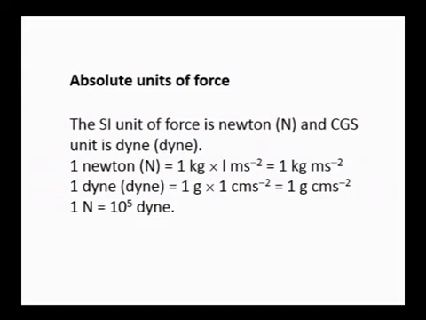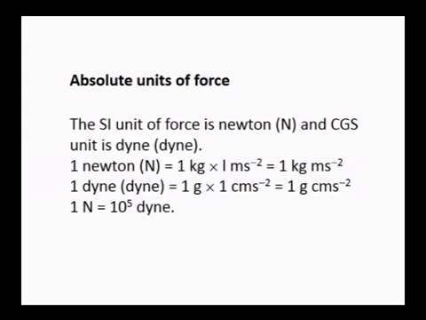The SI unit of force, as I stated earlier, is Newton, and in the CGS system we call it dyne. What is 1 Newton? 1 Newton is 1 kg meter per second square, and 1 dyne is 1 gram centimeter per second square. 1 Newton is 10 power 5 dyne. This is something that you have derived in units and dimensions.